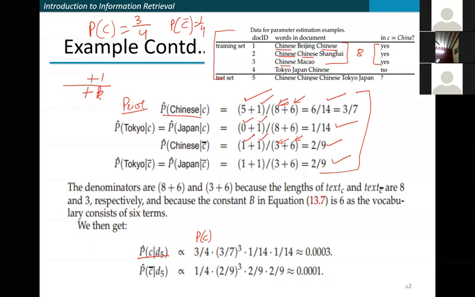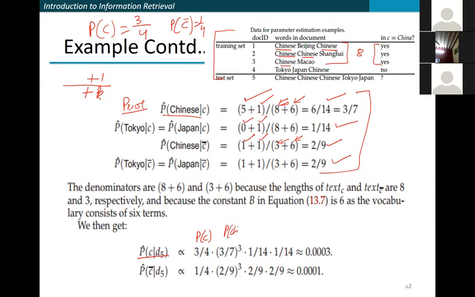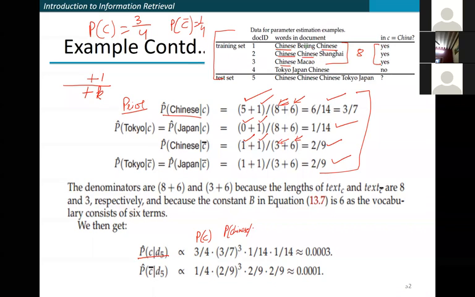फिर हमने Chinese, 3 बार आया था, Chinese की value 3/7 है। So probability of Chinese in class C ये 3 बार आया है, वो multiply हुआ है। फिर Tokyo, so Tokyo की 1/14 है, Japan की 1/14 है। इन सबको multiply करके we get this value.